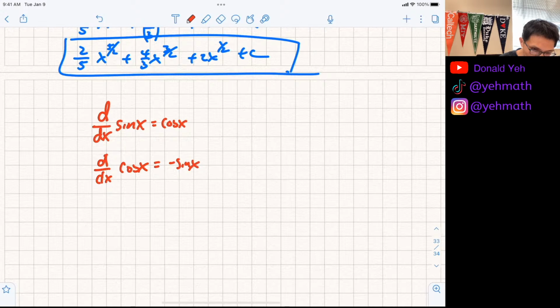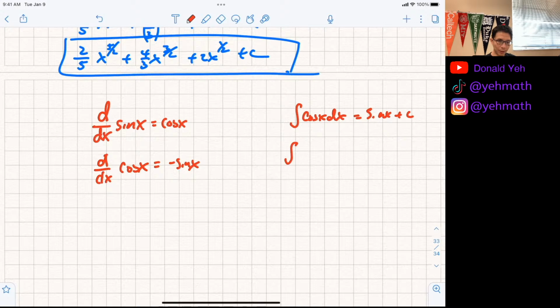Negative sine. Okay. So therefore, if you think about this, integration of cosine of x is equal to what? What's the integration of cosine of x? Sine of x plus c. Good. So sine of x plus c.